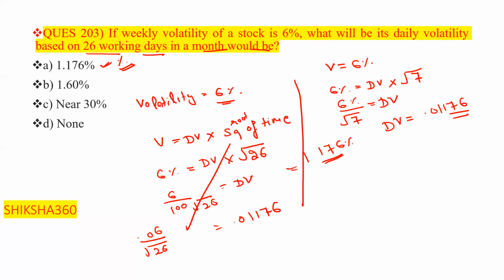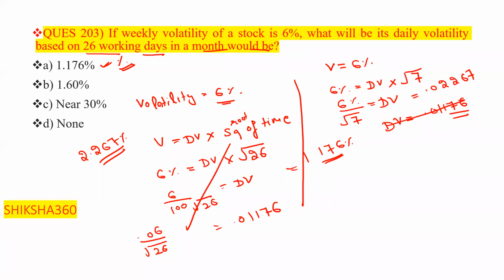Sorry, 0.06 divided by root 7. Okay, I think this is 0.0226, so 2.267%. This is the type of answer we will get here. So option number D is the answer.